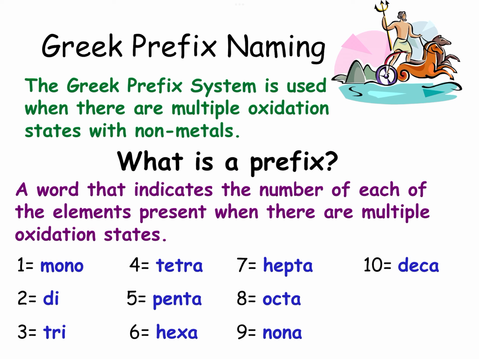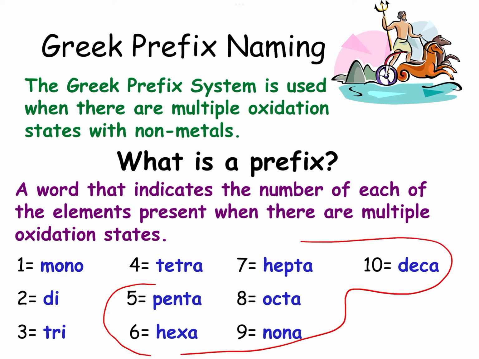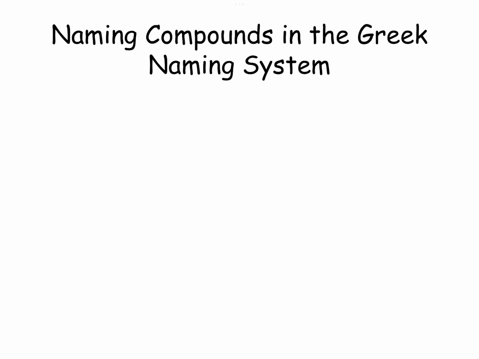So mono, di, tri, tetra, penta, hexa, hepta, octa, nona, and deca. So remember, these 5 through 10 are found on reference table P under the organic names, but 1, 2, 3, and 4 are different from the organic names. So how do we name it?